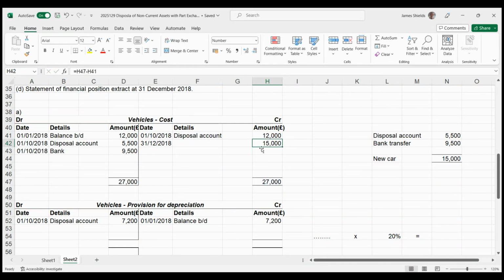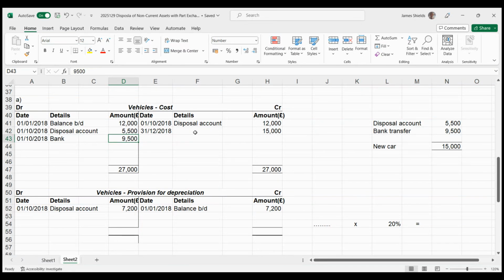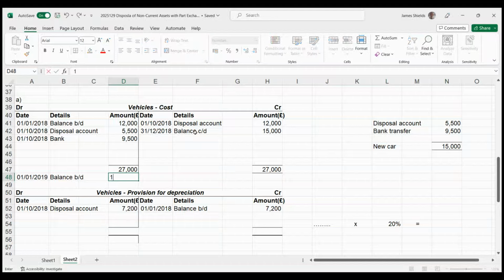Now that £15,000, that's our new vehicle. The disposal account part exchange figure of 5,500 plus the bank transfer of 9,500. Now to finish that account, I'm going to put in the details there. That's our balance carried down. If we have a balance carried down, we automatically the next day have a balance brought down. So it's the 1st of January 2019. We have balance brought down of the £15,000. So that's our vehicle's cost account completed now.